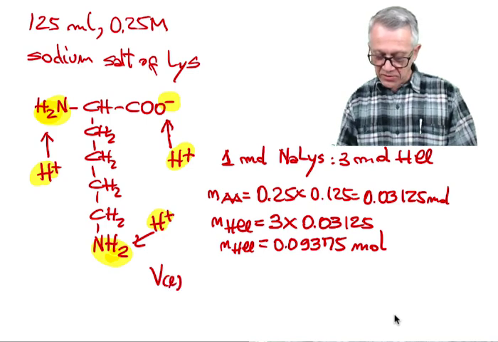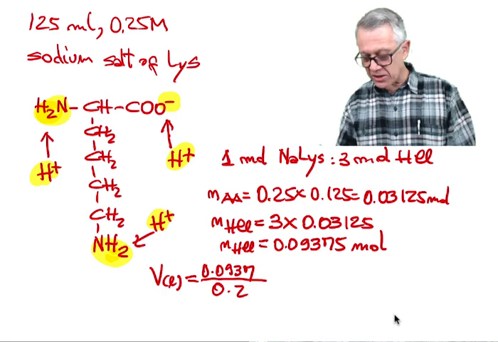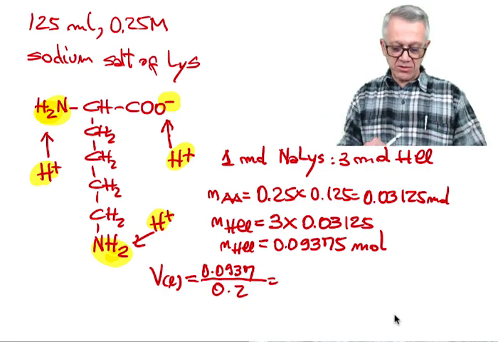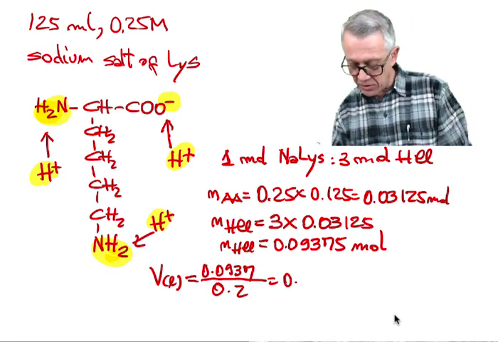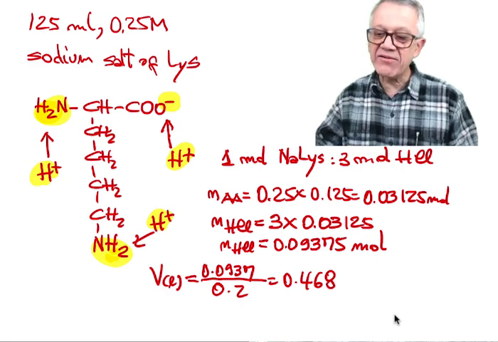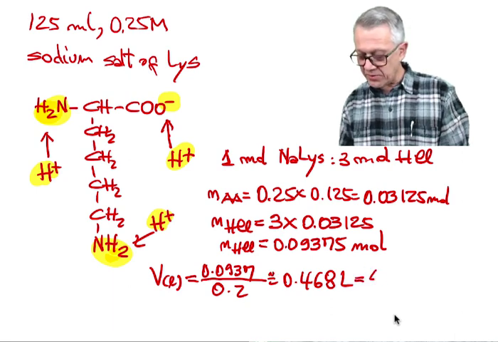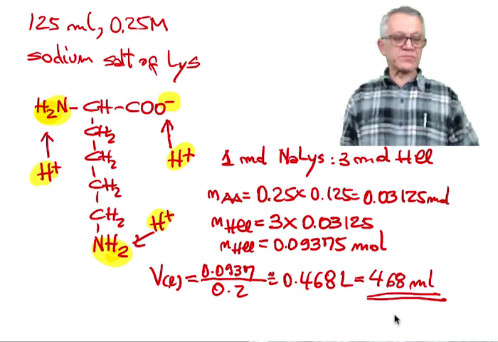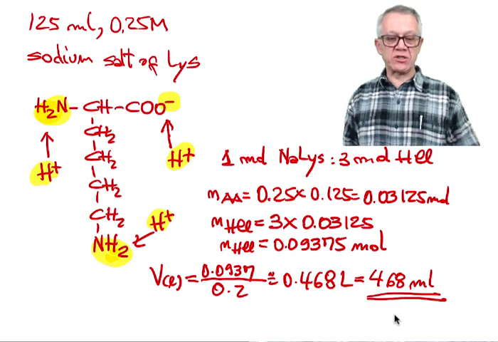We calculated that based on the relationship of molarity. The number of moles is going to be 0.09375, and the molarity of the solution of HCl is 0.2. So now we have this thing divided by 0.2. It's going to be 0.46875, and so on. We don't need that whole thing. Just make it 0.468, which is, again, an approximation, approximately 468 milliliters of this HCl solution to titrate completely this solution of the salt of lysine.